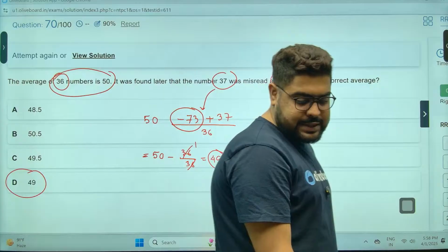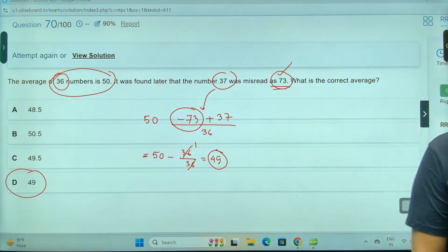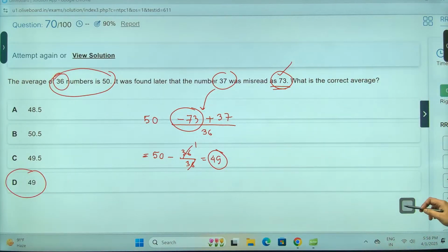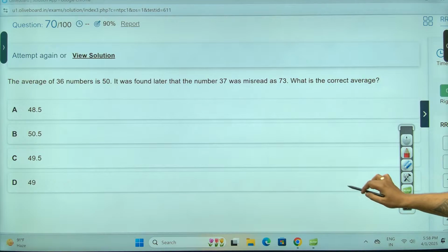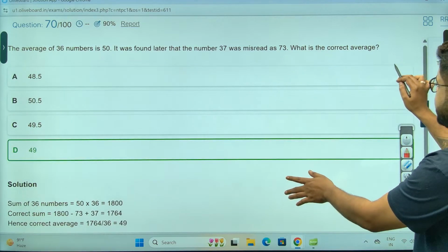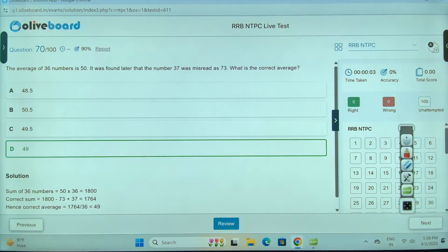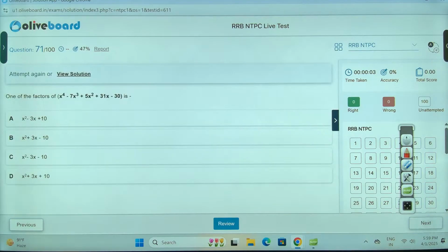Option D is the answer. Very simple question. Please like the session if you are learning something new.